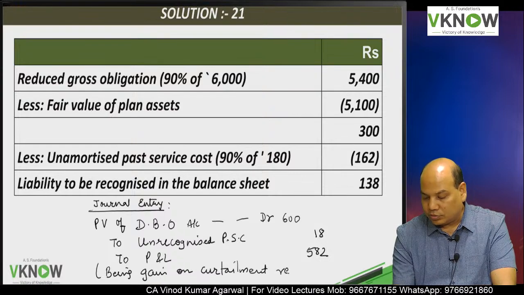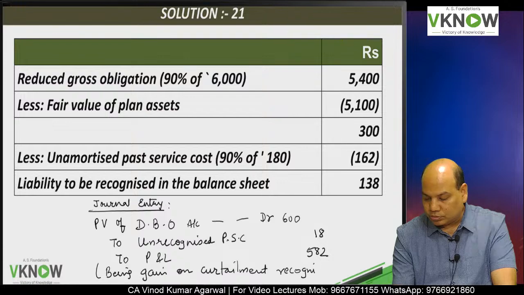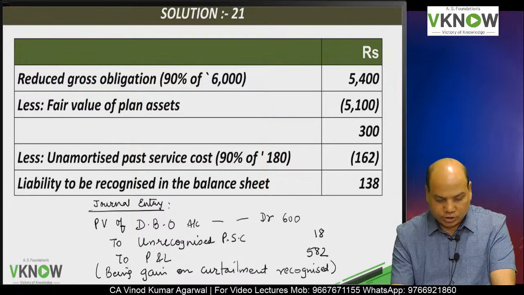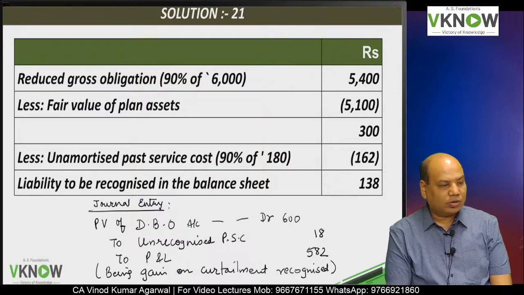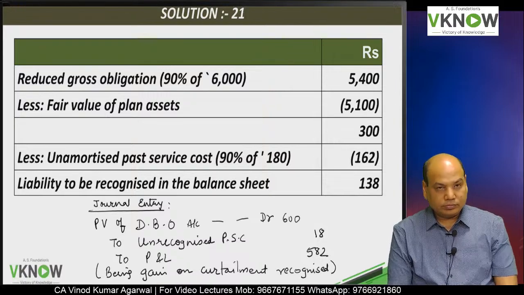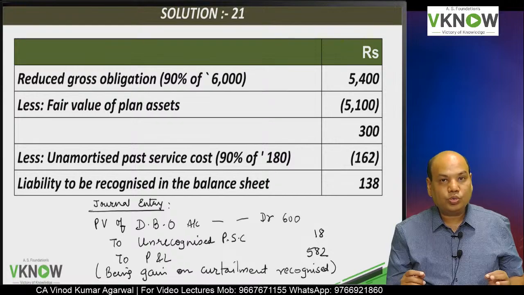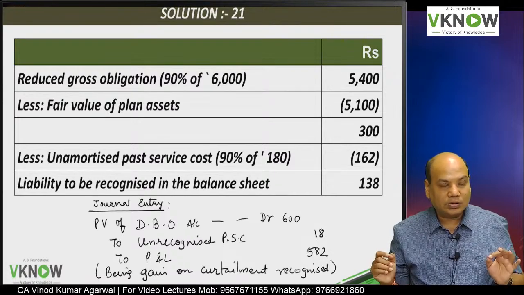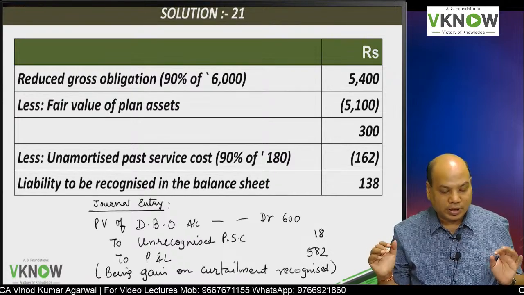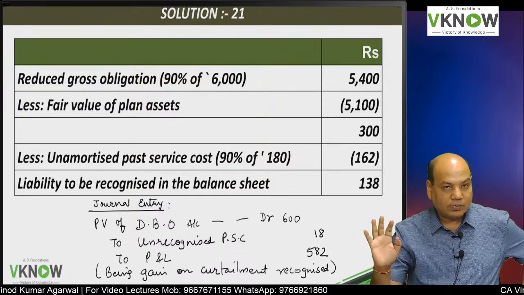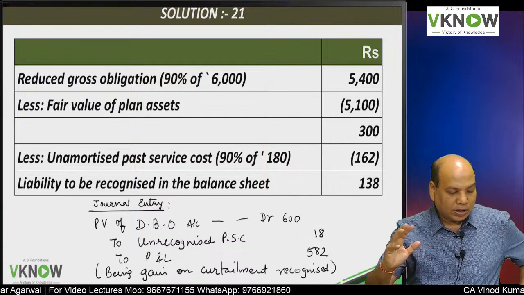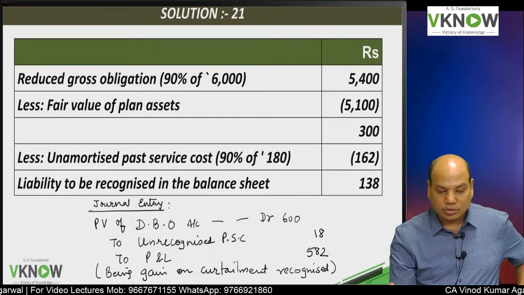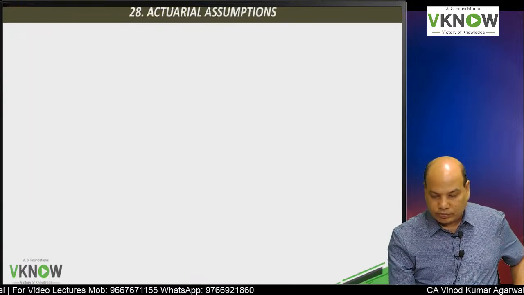If they ask you journal entry also along with this question, then you can write being gain on curtailment recognized. There was no use of plan asset to settle the liability or settle the curtailment. So plan asset will not change. Plan asset will not change because plan asset was not used in the whole process.